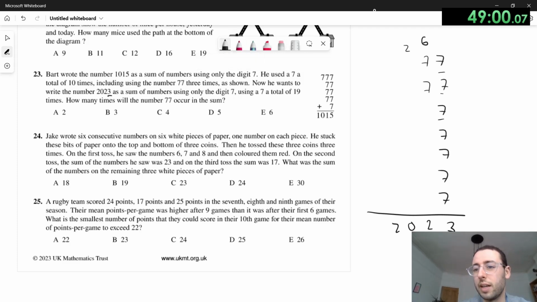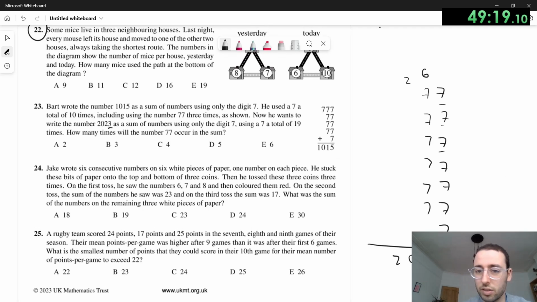To get to a 2 here, when I take away 6 from 2, I get 16. So I need a 6. So that's 56. So I need 8 of these. 1, 2, 3, 4, 5, 6, 7. Didn't need 9. Oh God. 8, 9. And now I only need 8 of the next one.